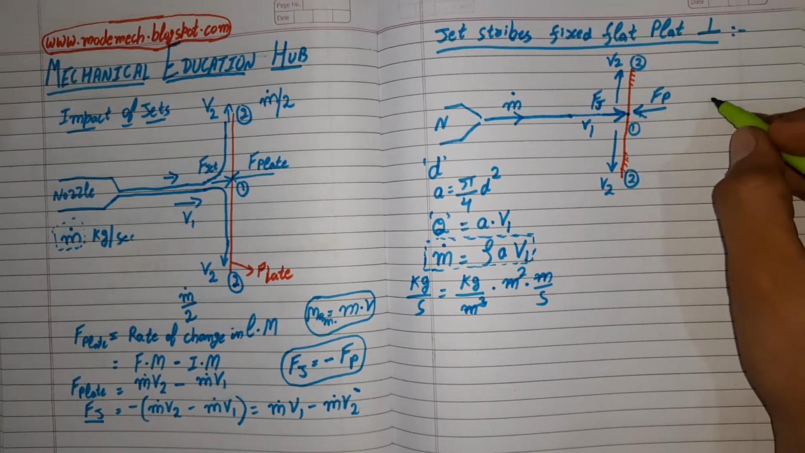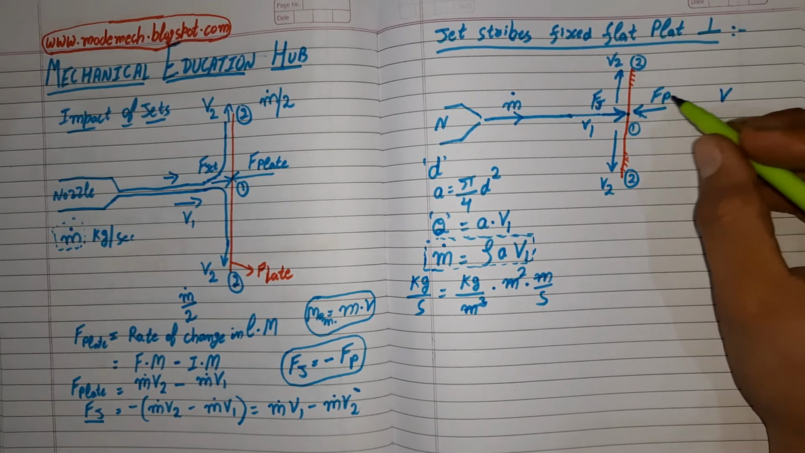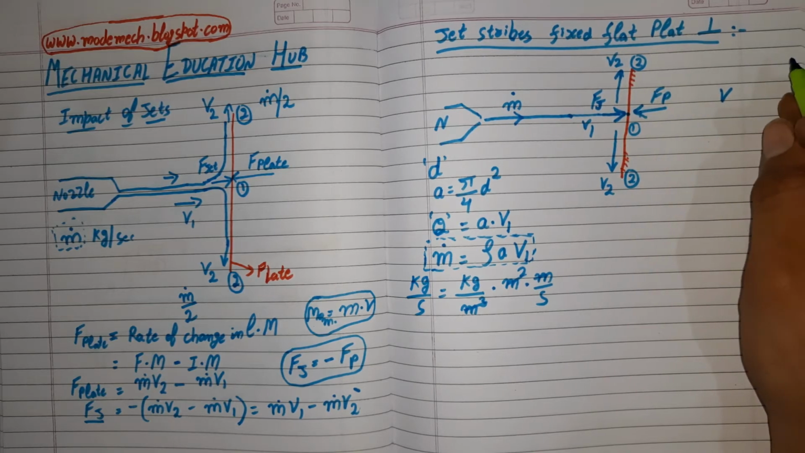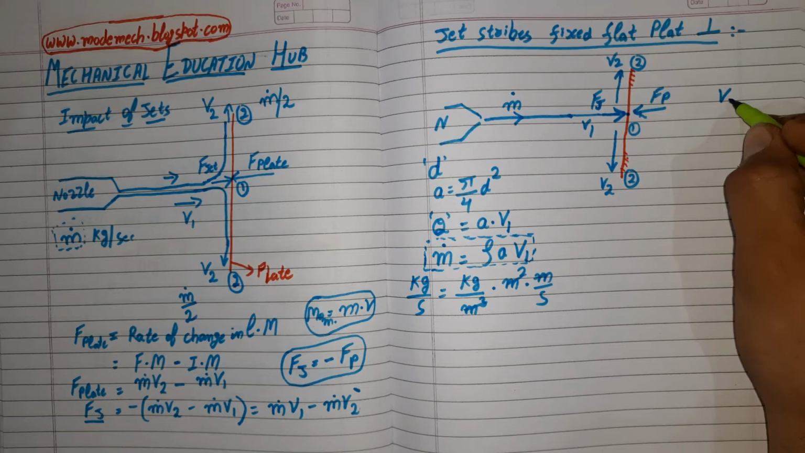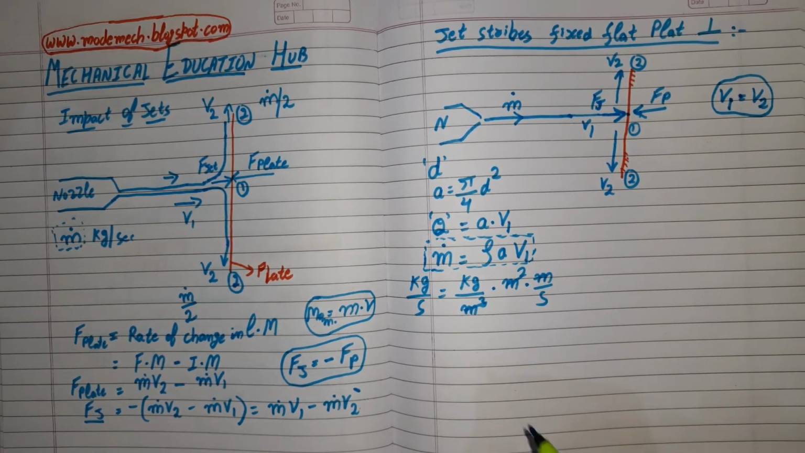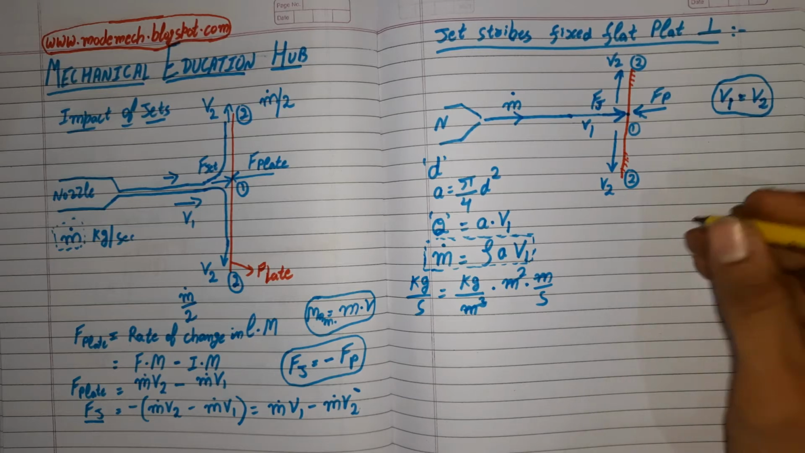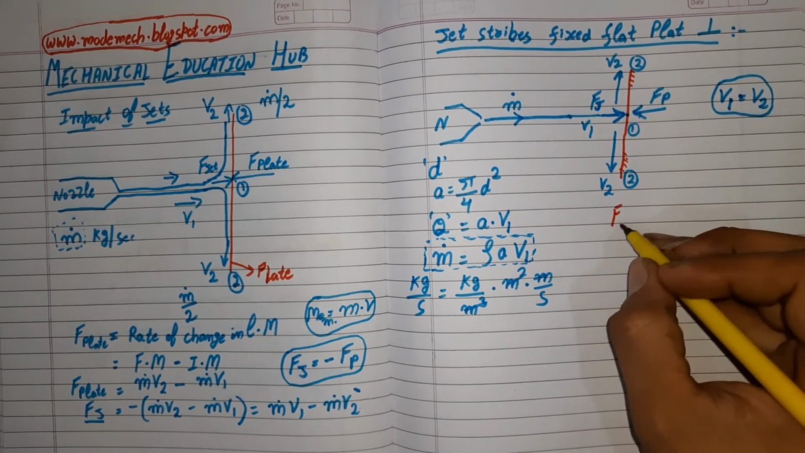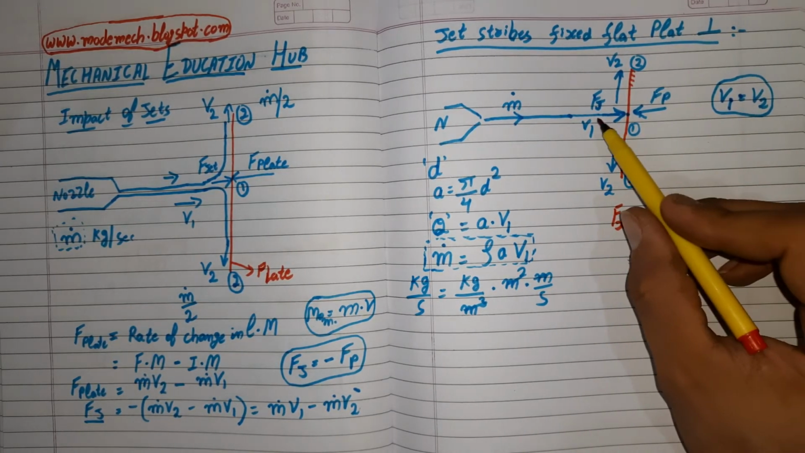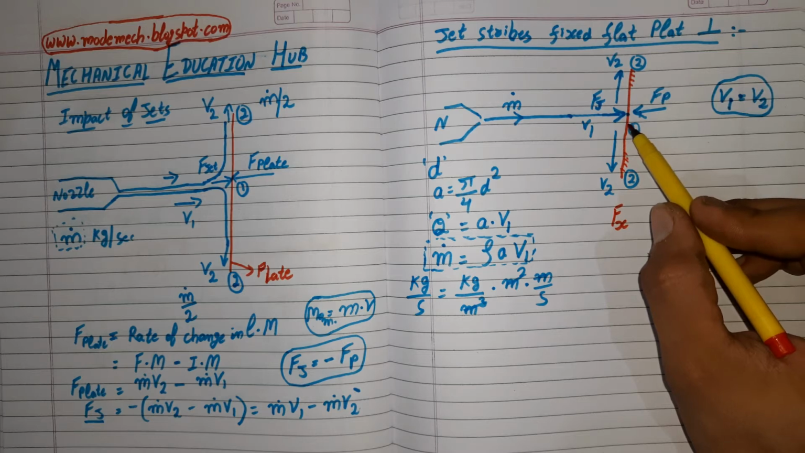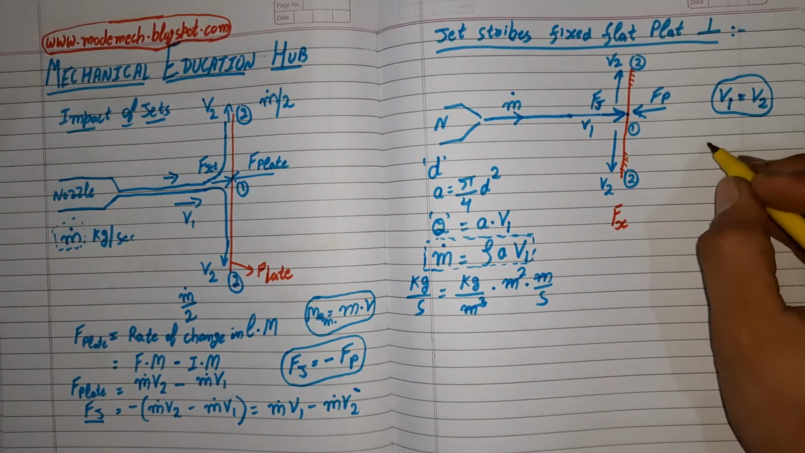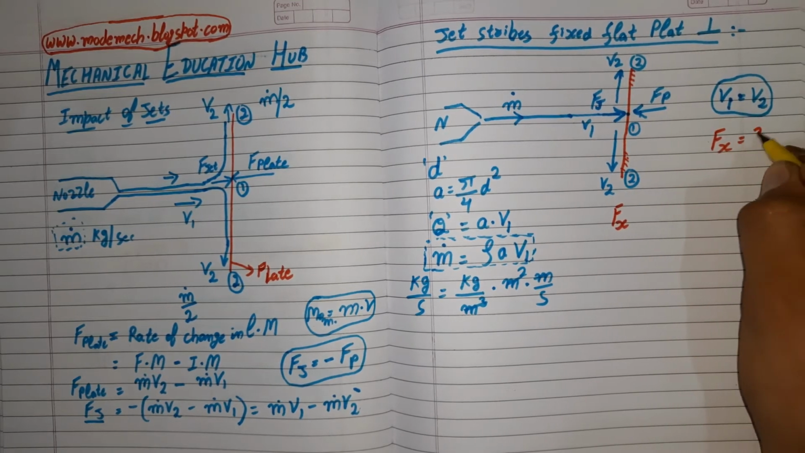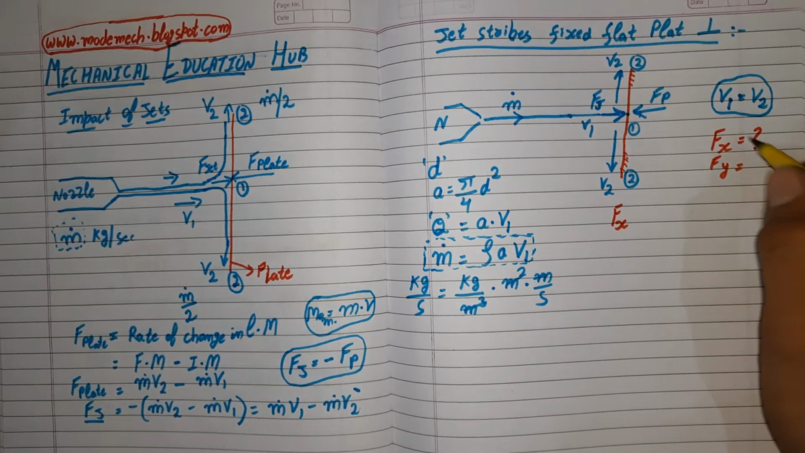Now one more assumption we are taking here is that the surface of this stationary plate is smooth. From this assumption we will conclude that velocity at entry point will be equal to velocity at exit point. Now we need to find force here in x direction, that is perpendicular to this plate, and force here in y direction, that is tangential to this plate.